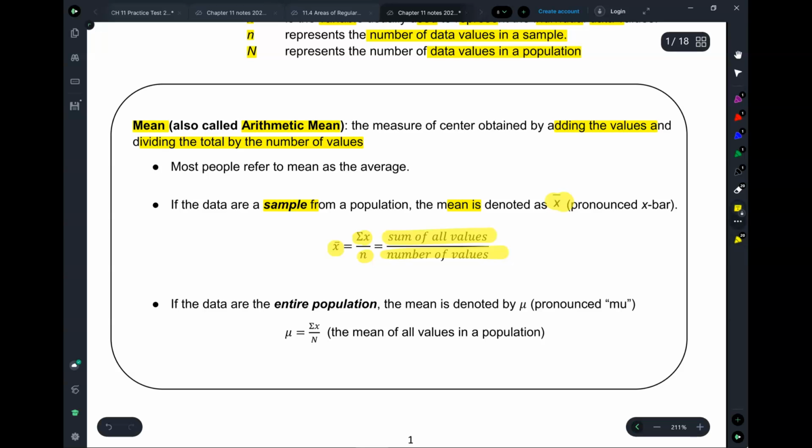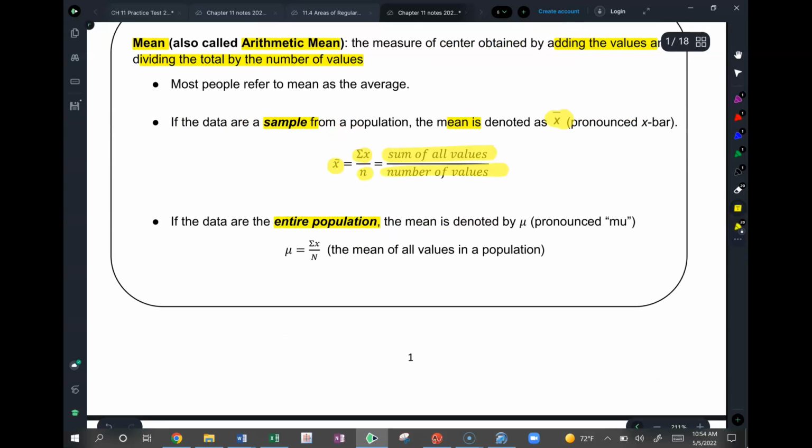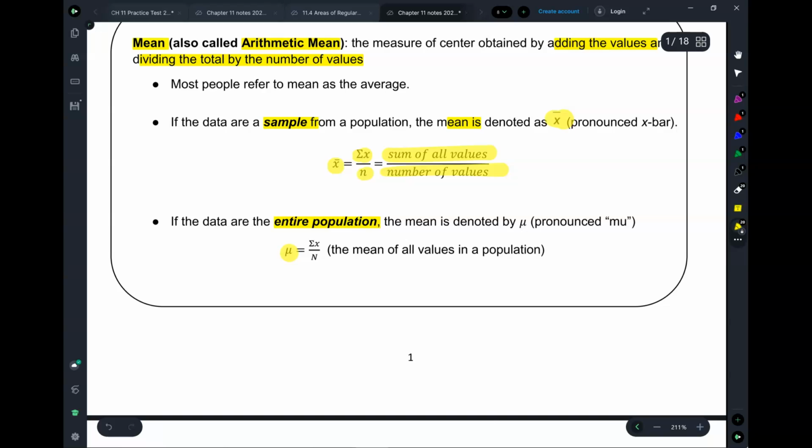If the data is for an entire population, then the symbol for mean is not X bar anymore. It's this symbol called mu. This is another Greek letter, mu. It makes the m sound.